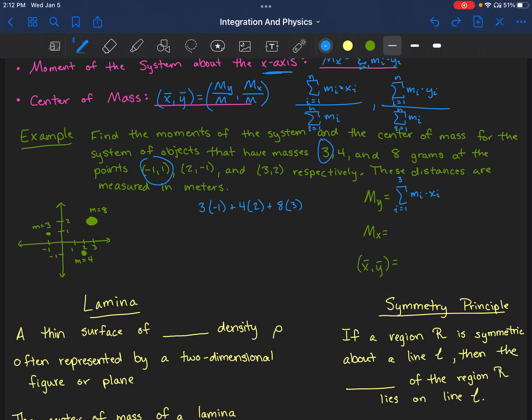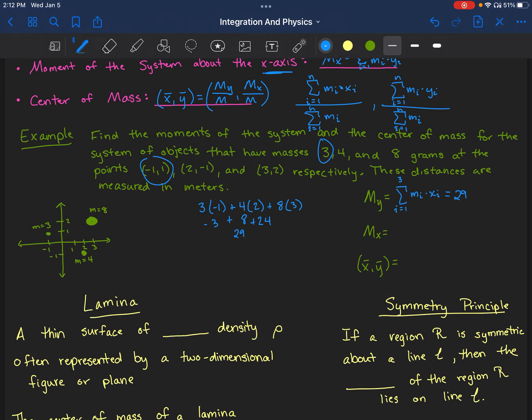3 times -1 is going to give me -3. 4 times 2 is going to give me 8. And 8 times 3 should give me 24. And I'm just using my calculator to make sure I add everything up correctly. 24 and 8 should give me 32. Minus 3 should be 29. So that's my 29.